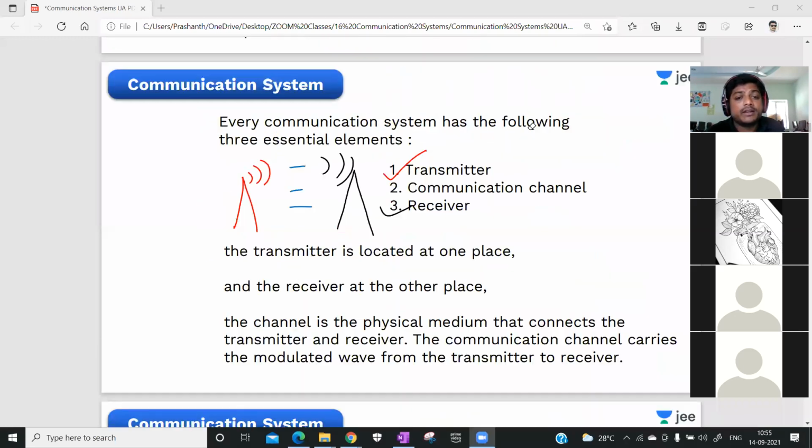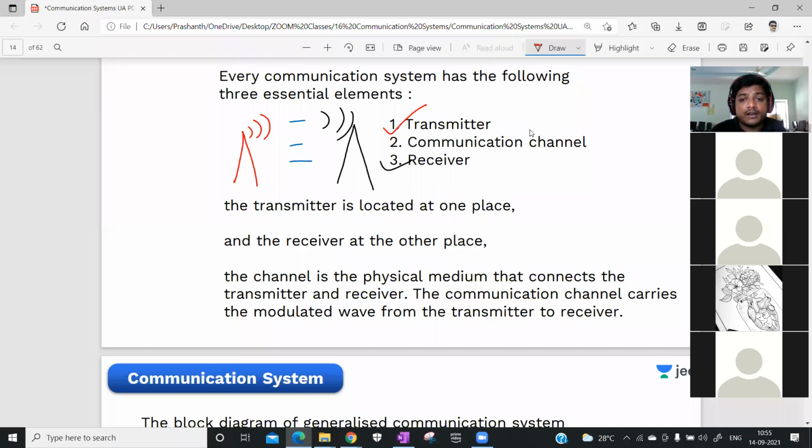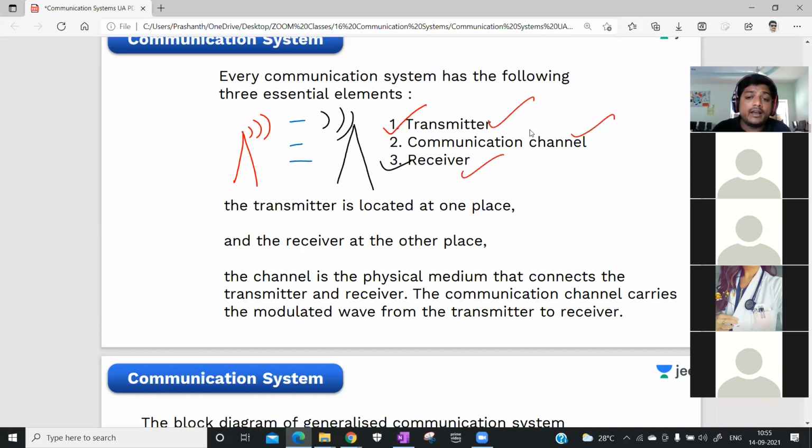This is a theoretical chapter, communication system. In any communication system, what are the main things we require? Transmitter, medium or channel, and receiver. In any communication system, we require three things: transmitter, receiver, and communication channel. This is a transmitter, and this is the receiver. We fix these two, and in between we have a medium, that is nothing but the air medium.